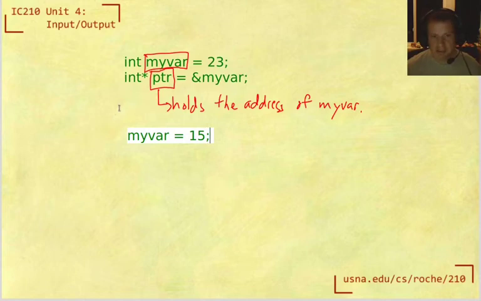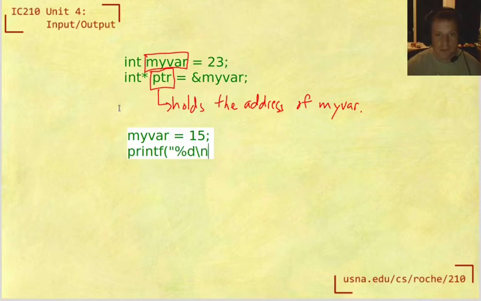Okay, so that tells us how we can get the address, but why would we want to get the address? Well, the reason why is because we can actually use the address, use the pointer, in order to modify the original variable. So we can access the value. So if I did something like printf %d myvar, that prints 15.